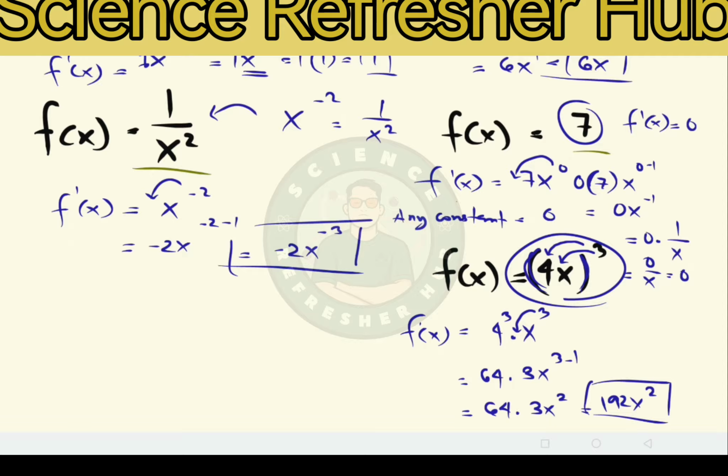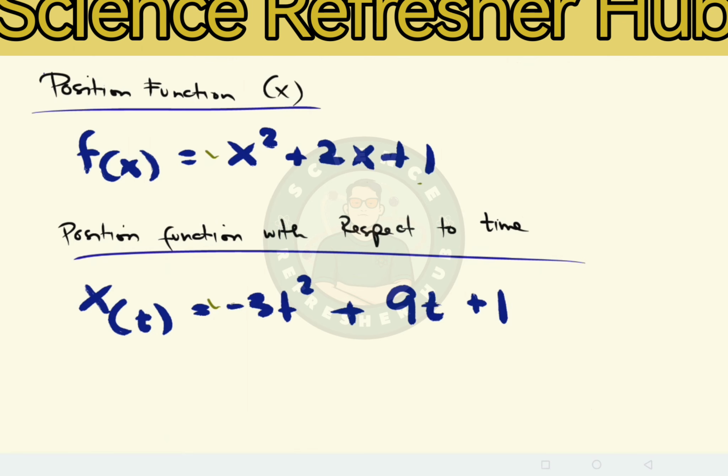I hope you learned something. I hope you recall your power rule based on the examples I presented. All right, so let's have the position function here, and our position function with respect to time. We will be getting the derivatives of these two functions here. And remember, your instantaneous velocity is the first derivative of our position function. So it's the first derivative.